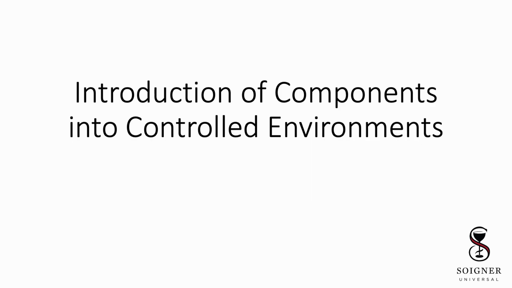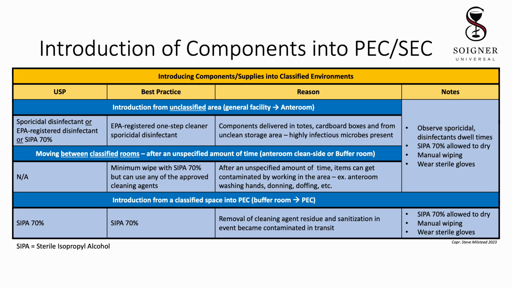So we talked about how cleaning, garbing, and hand hygiene helps protect our compounding environments from exceeding microbial levels, but we want to address the importance of introducing components stored in an uncontrolled space into our clean rooms. We have to remember that USP sets a minimum standard. USP says that prior to introducing a component into the compounding area, that it must be cleaned with either a sporicidal disinfectant, an EPA registered disinfectant, or sterile IPA.